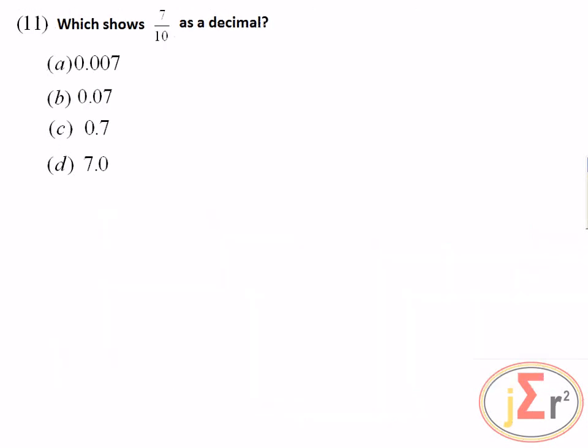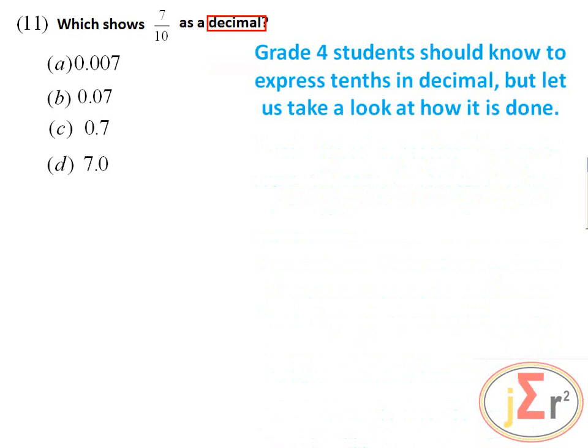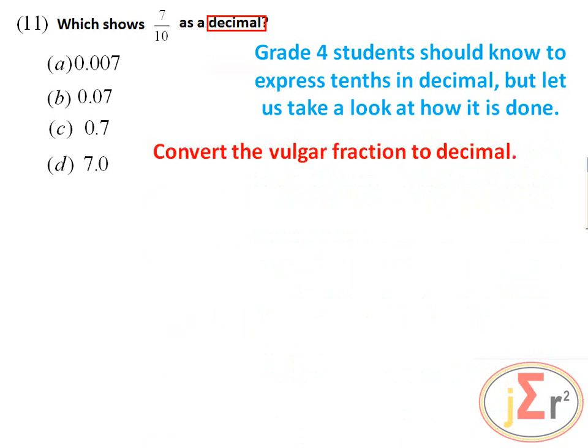Which shows 7/10 as a decimal? Option C. So Jerry Lewis is saying that it is C, but let us see. Grade 4 students should know to express tenths in decimal. But let us take a look at how it is done. You should know it already, how to express tenths in decimal form. But we will take a look at that in a second.